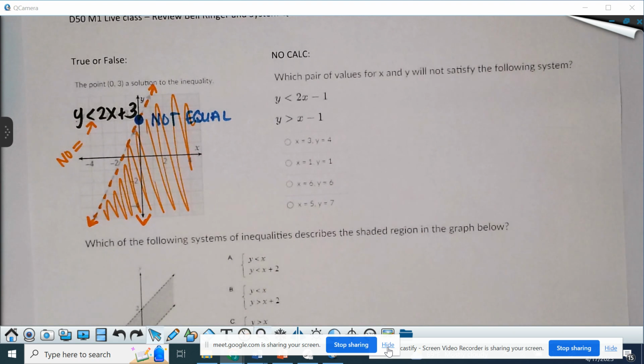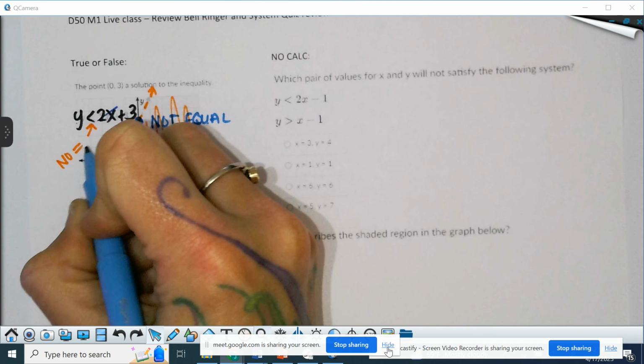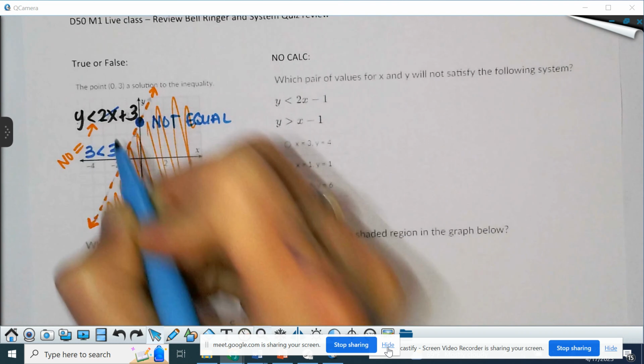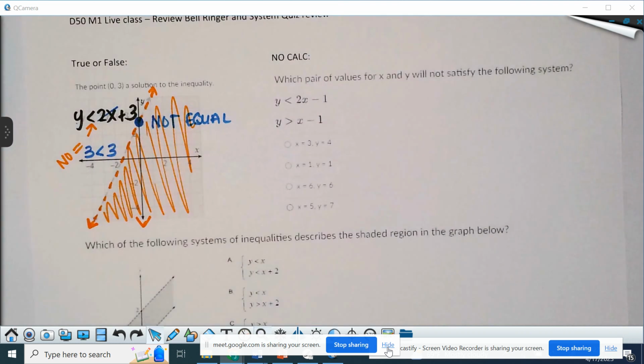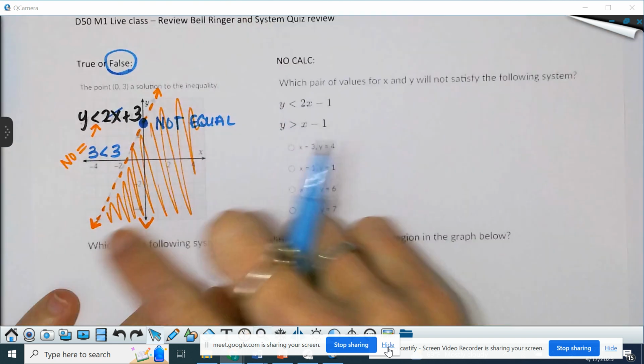So if I did 0, 3, that would turn this into: is 3 less than 3? It's not. Had that been a solid line with that equal to, 3 is less than or equal to 3. So this would be a false statement because it is on a dashed line.